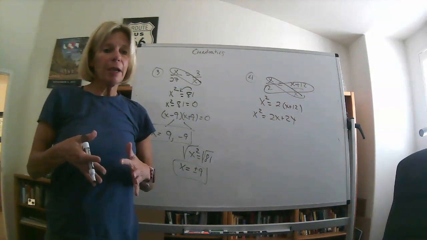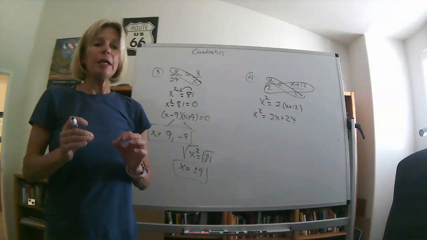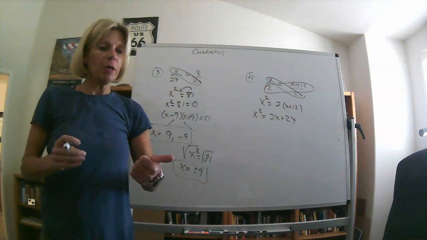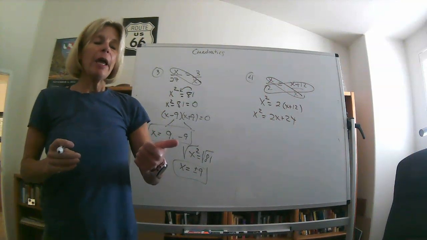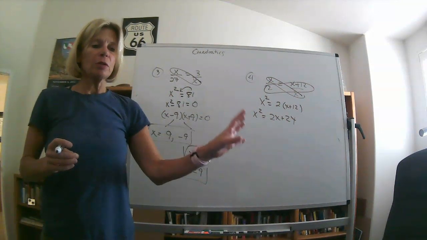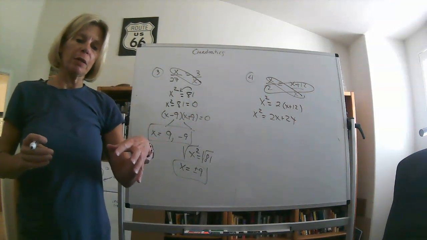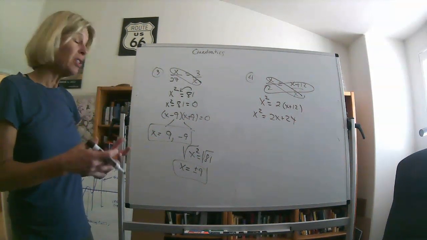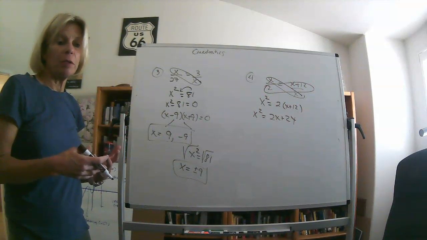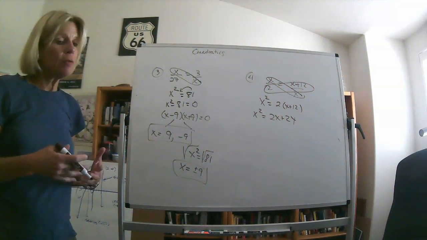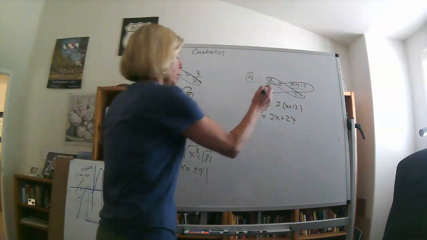As soon as I have three terms, I know that I have to set my quadratic equal to 0, and then from there my two options are to factor or use the quadratic formula. These are all going to work out pretty nicely and they're going to be able to factor. The quadratic formula is always an option though.